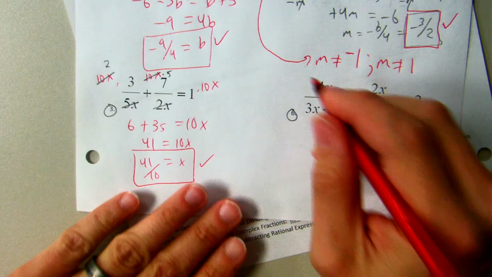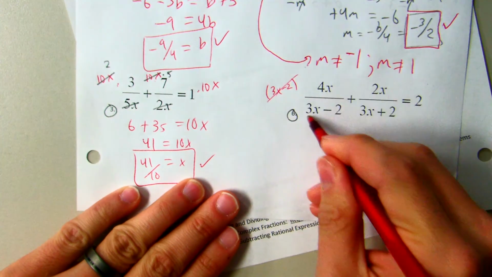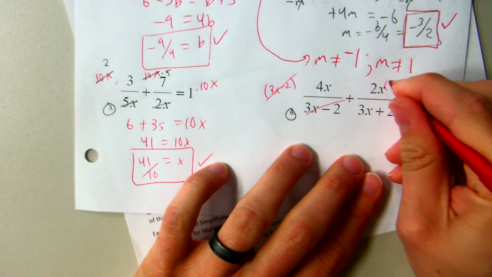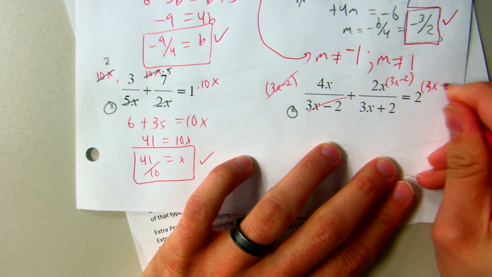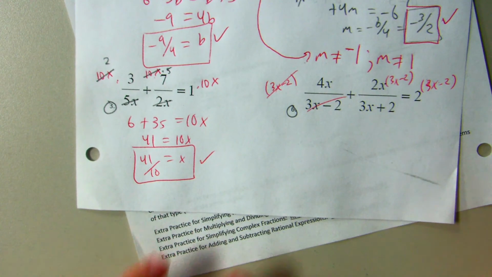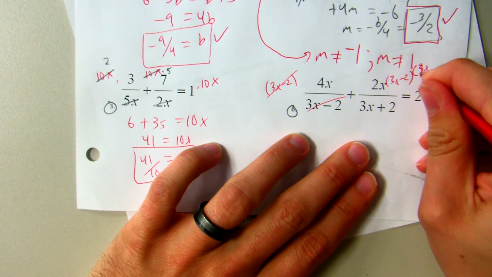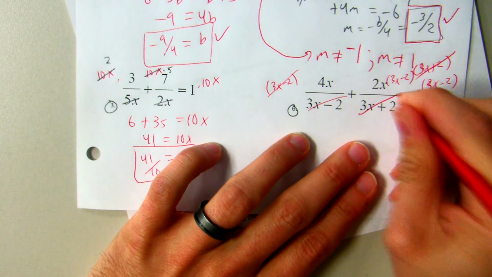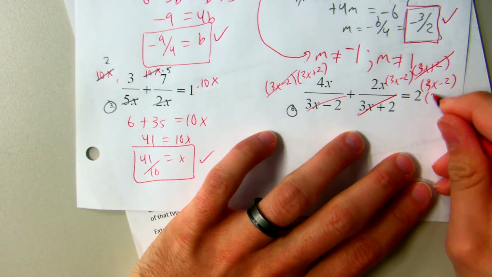Okay. Number 6, you wanted to multiply this one by 3x minus 2. Make those cancel. But then this one gets multiplied by 3x minus 2, and this one gets multiplied by 3x minus 2. All or none. This one, you wanted to multiply by 3x plus 2. Make those cancel. So this one also gets it, and this one also gets it.